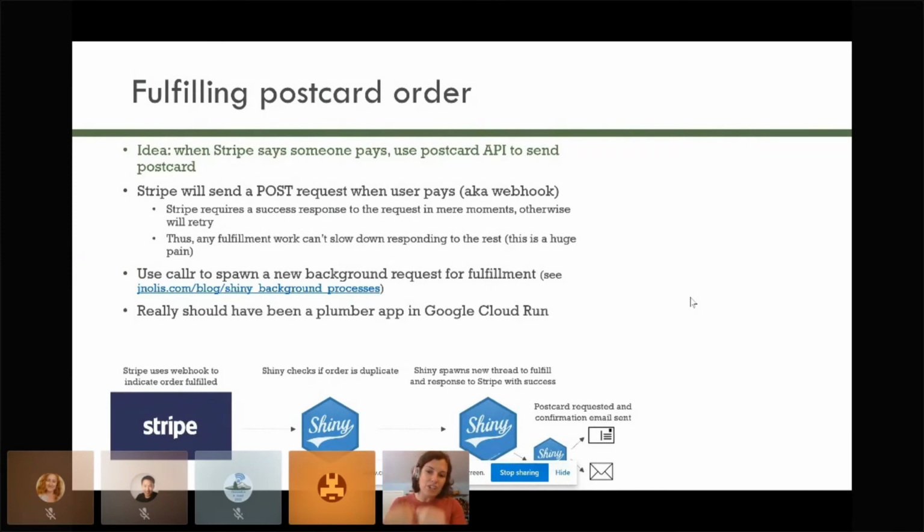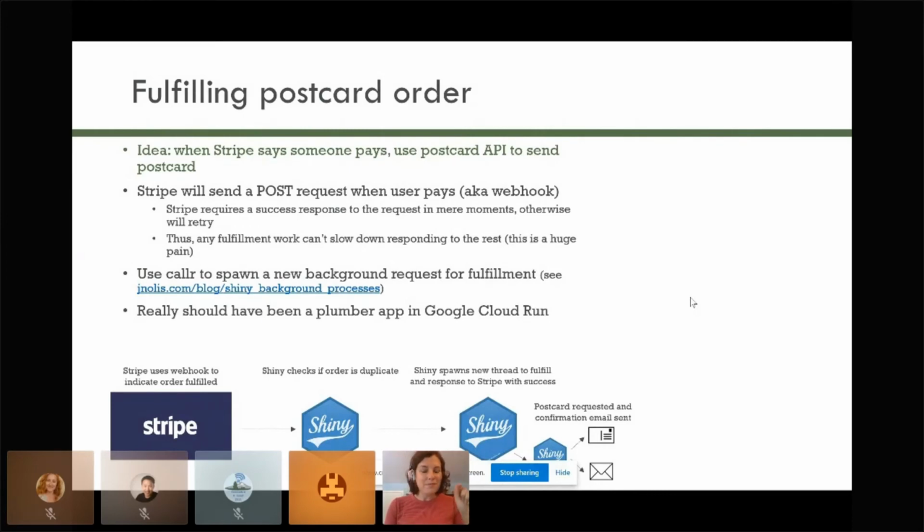So which is to say my Shiny app will, when it receives the POST request from Stripe saying, hey, someone paid, start a background process using callr, and I'll run some separate code in the background, and immediately start that separate code and then go back to Stripe and say, okay, cool, we got that payment. And that background code will both do the postcard fulfillment and also send the confirmation email.